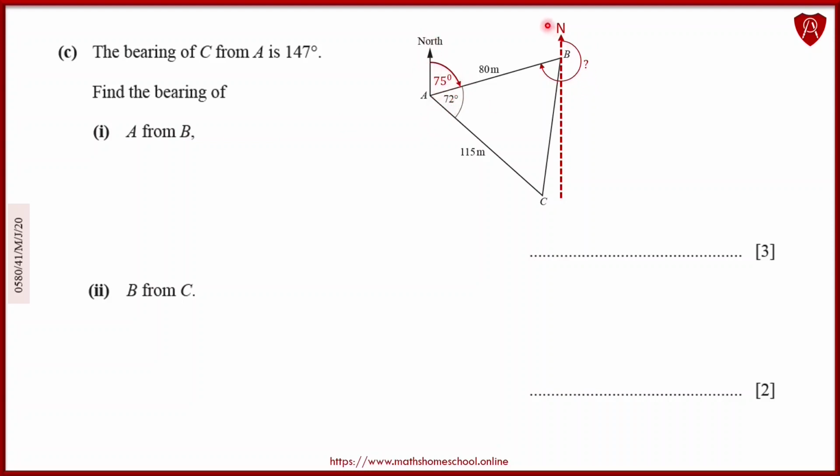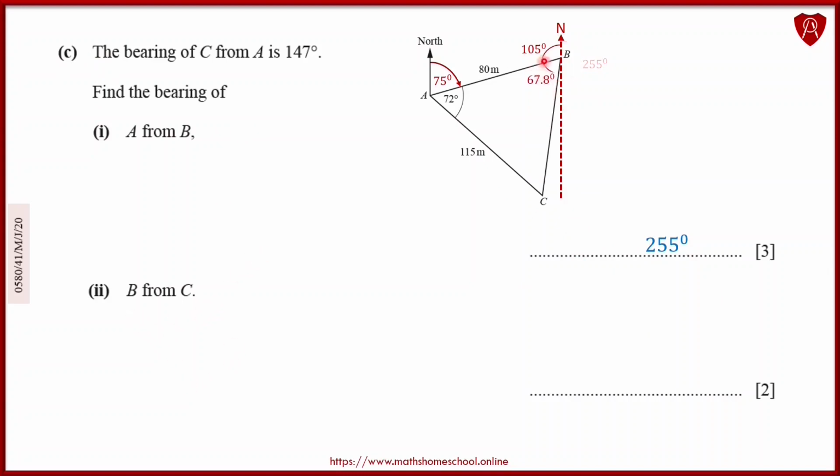This north line and this north line are parallel, and we know that same side interior angles are supplementary. They should add up to 180. So we know this angle. We can find that this angle here is 105. If we subtract this from 360, we get 255 as the angle we need, and that is the bearing of A from B.